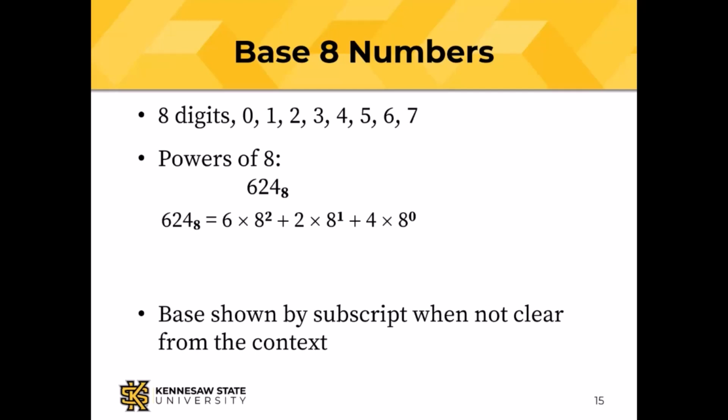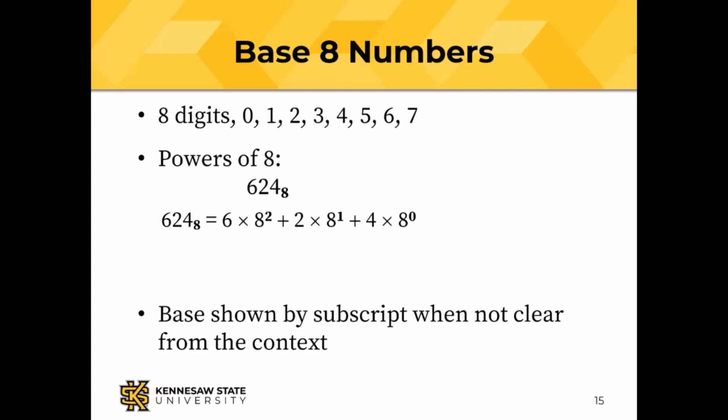Okay. Then we have, so that's a 4 times 1. Then we have 2 times 8 to the first power. What's 8 to the first? 8. What's the rule? Anything to the first power is itself. Good. And then we have 8 squared.